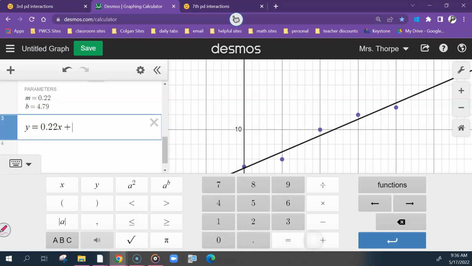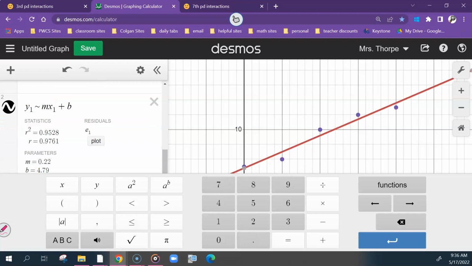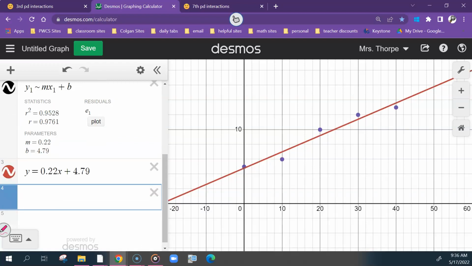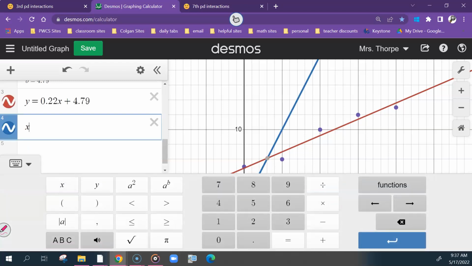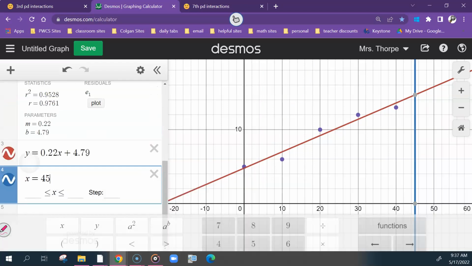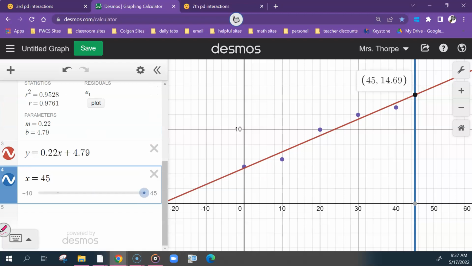0.22x plus 4.79. And then I need, if the year is 2025, how many years has it been since 1980 in 2025? 45 years. So I can put x equals 45 and find that intersection point. So $14.69 would be our answer. Or you could make it equal and put 45 and back. Yeah, you got it back. Yes.